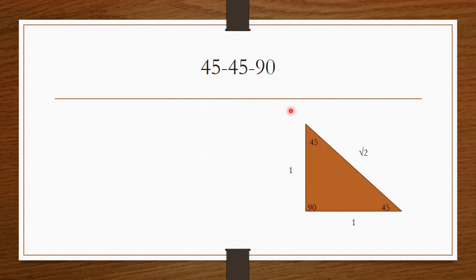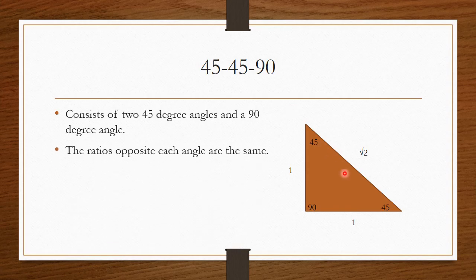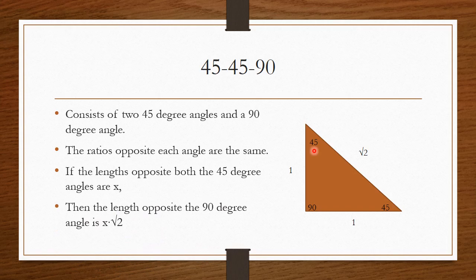So the next one is the 45, 45, 90 degree triangle. It consists of two 45 degree angles and a 90 degree angle. The important thing about these is that the 2 legs of this triangle are the same. So if you see a 45, 45, 90 degree triangle, 2 sides are always the same. And this side, the hypotenuse, is the square root of 2 times the length of a leg.